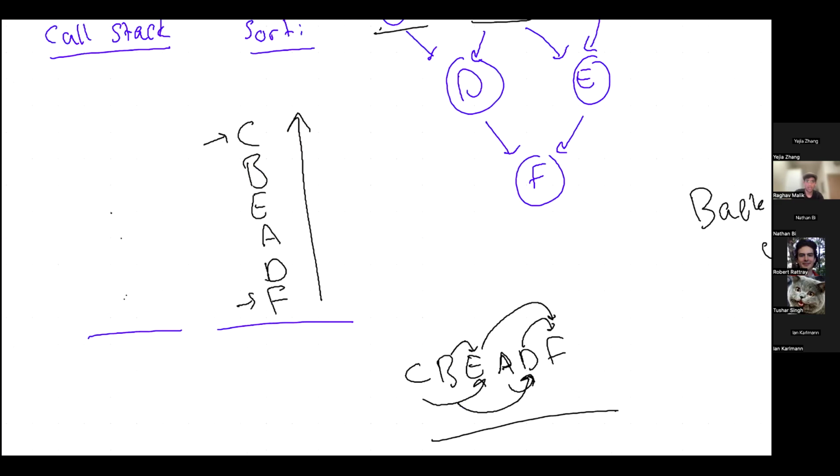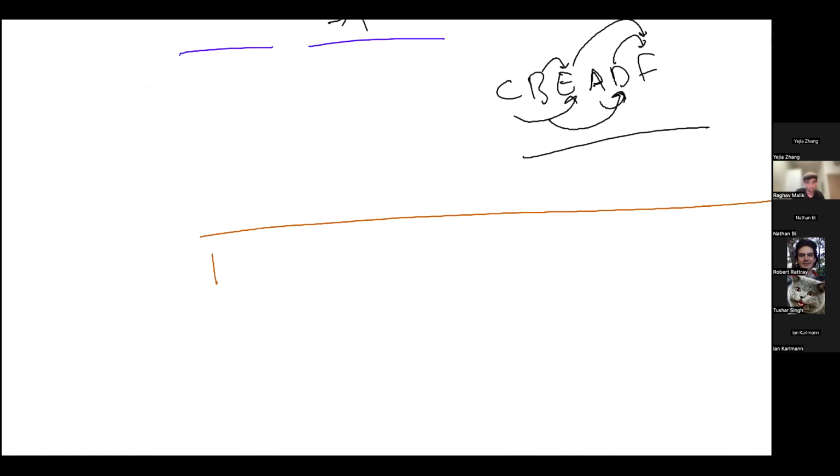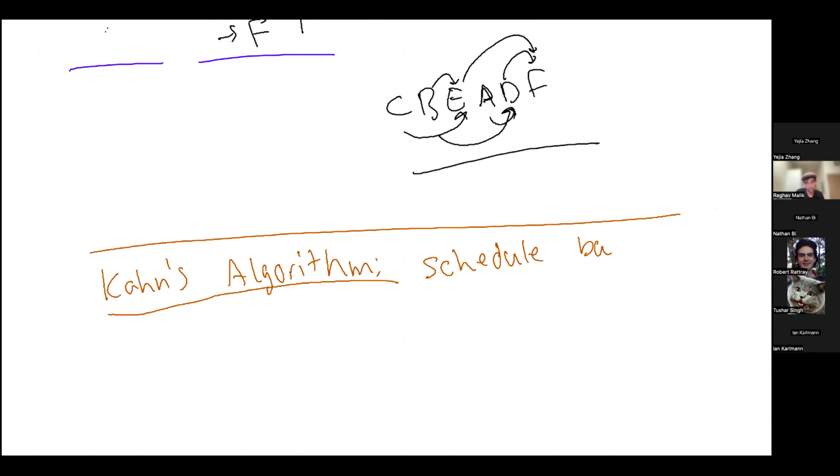So the idea of Kahn's algorithm is to schedule based on the in degree. Now, I actually can't remember. Did I define the degree of a vertex, or the in or out degree of a vertex? Do people know what this means, or should I define it?